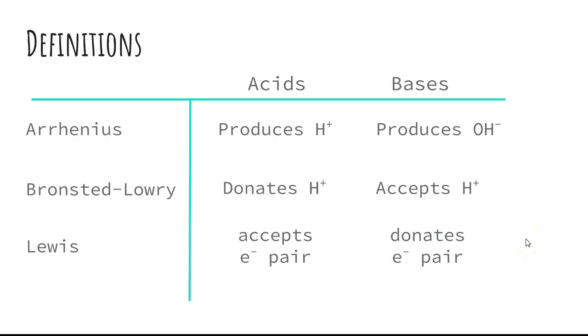Here's the exact same thing, just shown in a table format, but notice the difference between all these different types of acids and bases. With Lewis, we're focusing on what electron pairs are doing. I like to remember this by remembering that Lewis acids accept electron pairs. So acids accept electron pairs.